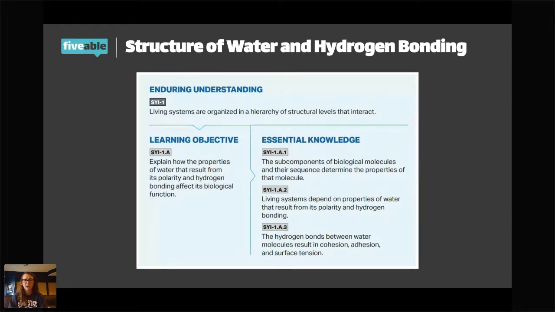Anyone have questions on structure of water and hydrogen bonding? Again, talking about the polarity. With water, it's always good to highlight the difference between the covalent bonds that are between the O and the H in an individual water molecule, and then the hydrogen bonds between water molecules. That allows students to see that the same exact molecule can form multiple bond types.